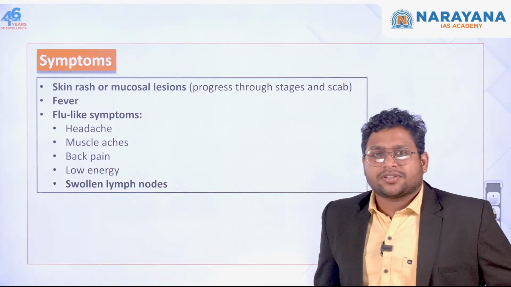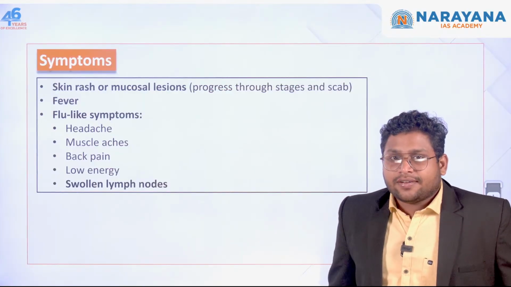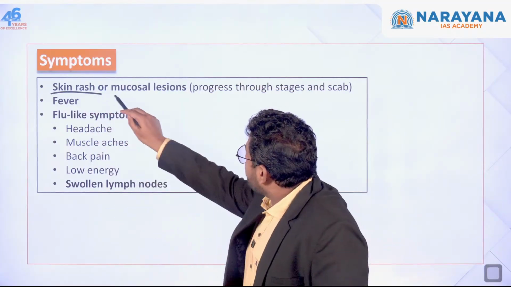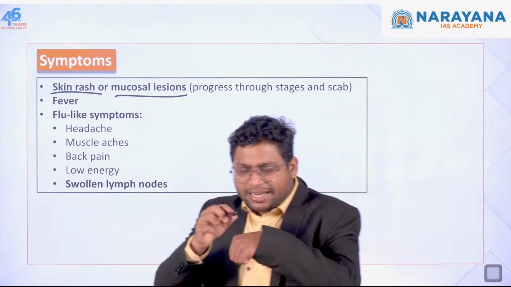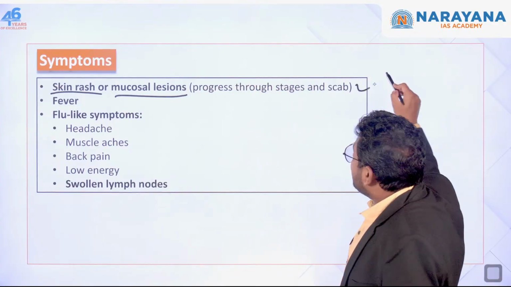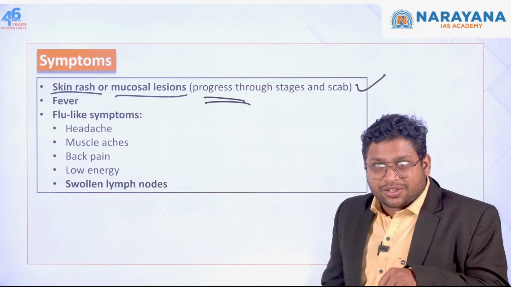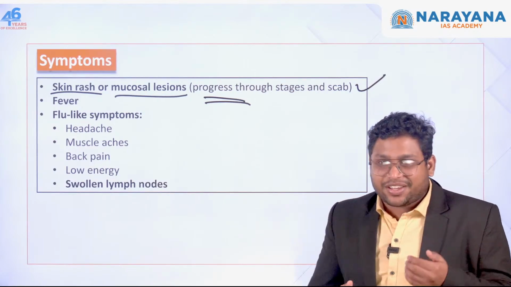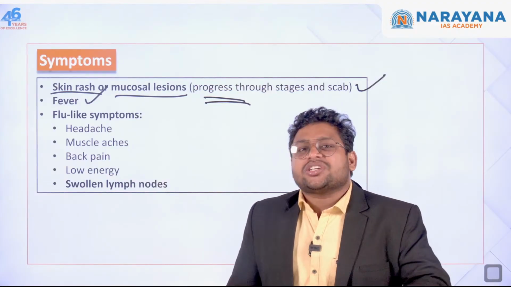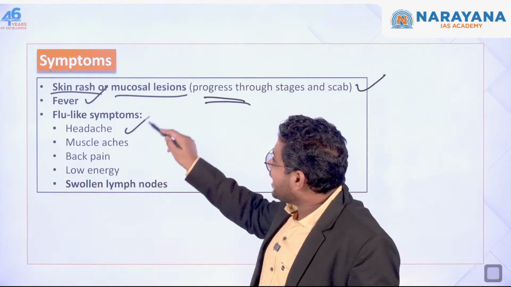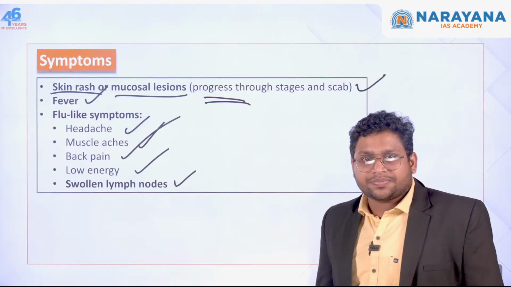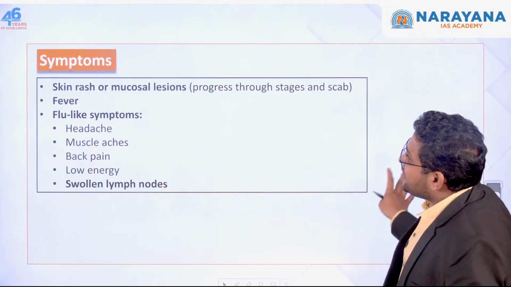Now, what kind of symptoms do you get when you are affected with monkeypox virus? First of all, there will be some skin rashes or mucosal lesions. So some lesions, like some kind of lumps or bumps, will be on your hand or, let's say, on your body. That will be there and it will be in progression, so slowly they will start increasing. Then you might get some fever also and some symptoms just like a normal flu. So you're getting headache, muscle ache, back pain, low energy, and swollen lymph nodes. Okay, all these are the symptoms.